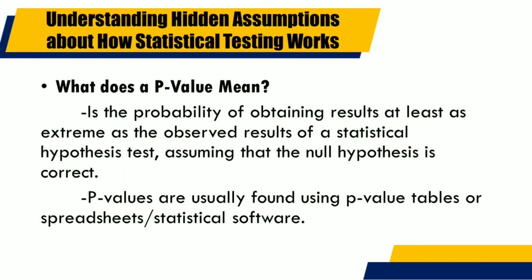Next is, what does a p-value mean? P-value is the probability of obtaining results at least as extreme as the observed results of a statistical hypothesis test, assuming that the null hypothesis is correct. Also, these are usually found using p-value tables or spreadsheets or statistical software. So p-value contains mathematical symbols. In the results section, this includes equations on how the p-value came up. But for those who are not fond of mathematical symbols, we can just skip to the later or discussion part.